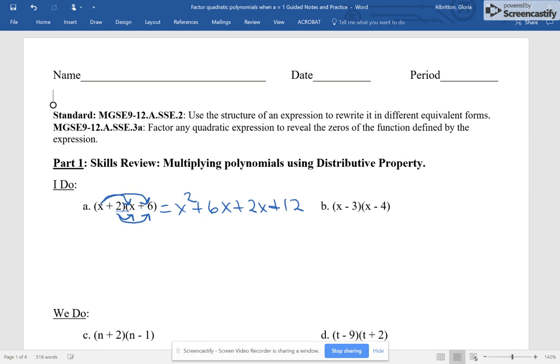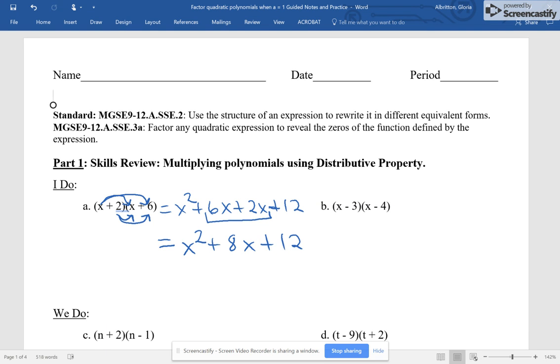So I'm not done with my problem yet because I see a 6x and a 2x. These are like terms, and like terms have to be combined. So to finish my problem, x squared plus 8x plus 12. My final answer ends up being a trinomial because it has 3 terms. So my 2 binomials multiplied together to give me a product of a trinomial.